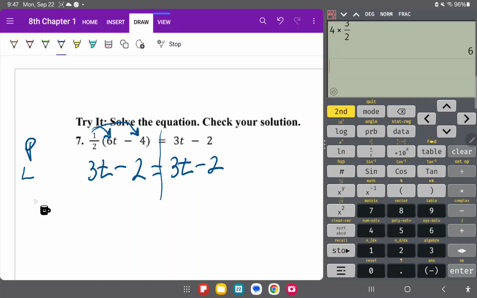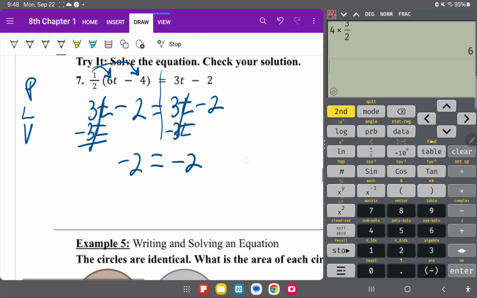So there's no like terms, but there are variables we need to combine. So we have this 3t, needs to go over there, so we'll subtract the 3t. That's going to cancel, leave you with -2. Bring down your equals, that'll cancel, leave you with -2. So those are equal. So this one has infinitely many solutions. So any value we put in for t would solve it. 5, 10, 100, doesn't matter.